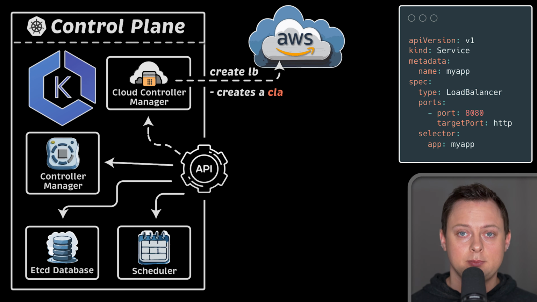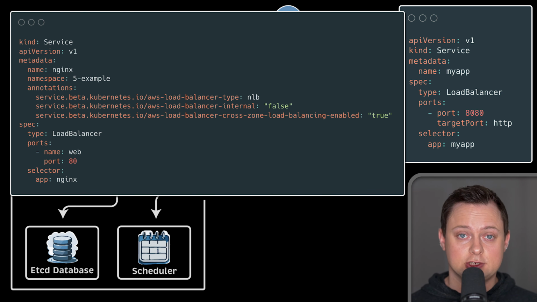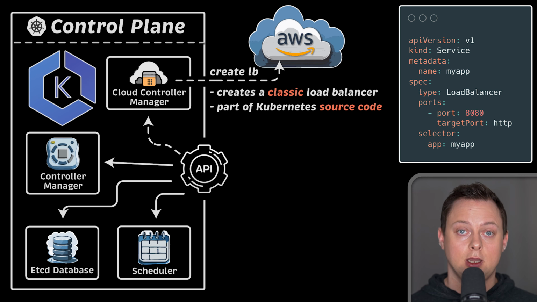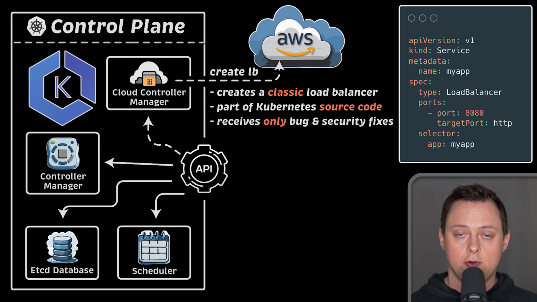When it comes to AWS, for a very long time, it would by default create a classic load balancer. You can use specific annotations to change the type, scheme, and other configurations. However, this functionality is still tied to the Kubernetes source code, which means the developer team responsible for that cloud logic must wait and go through the Kubernetes release cycle. As you can see, this is not very convenient and slows down the release of new features. Currently, it is deprecated and only receives security and bug fixes.